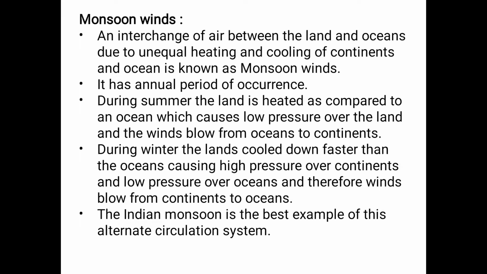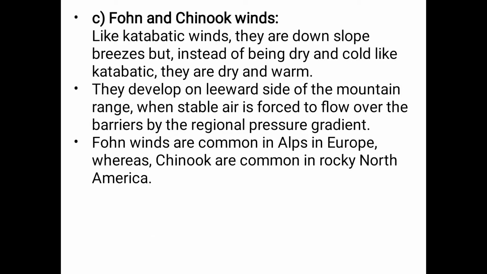Then during the winter the land cools down faster than the ocean, which causes high pressure over the continent and low pressure over the oceans, and therefore the winds blow from the continent to the ocean. The Indian monsoon is the best example of this alternate circulation system, and in short, this is the monsoon wind. Next, the foehn and chinook winds.